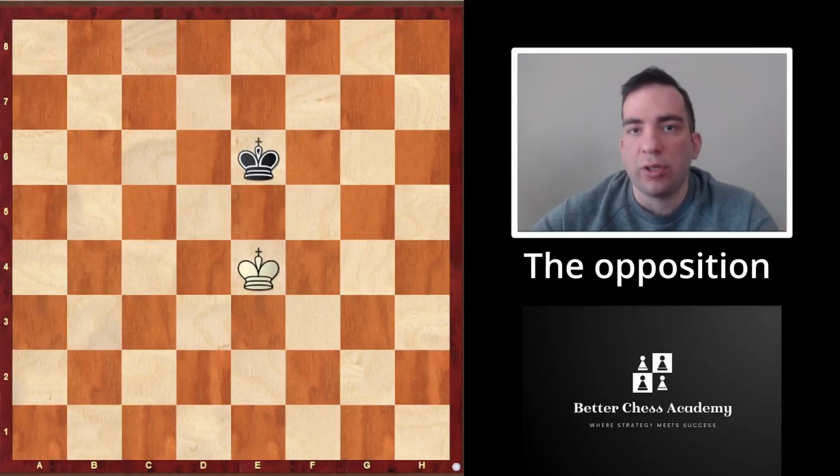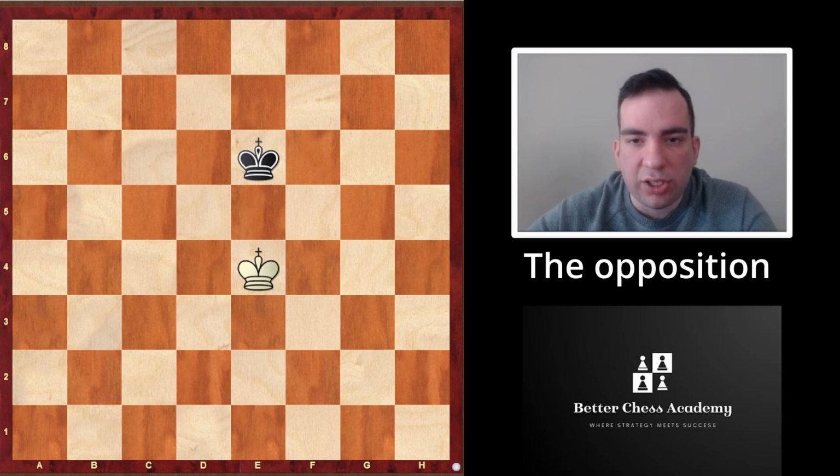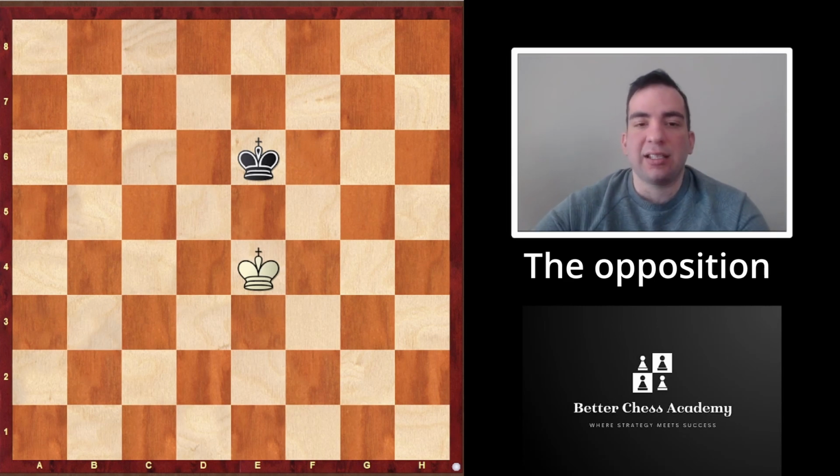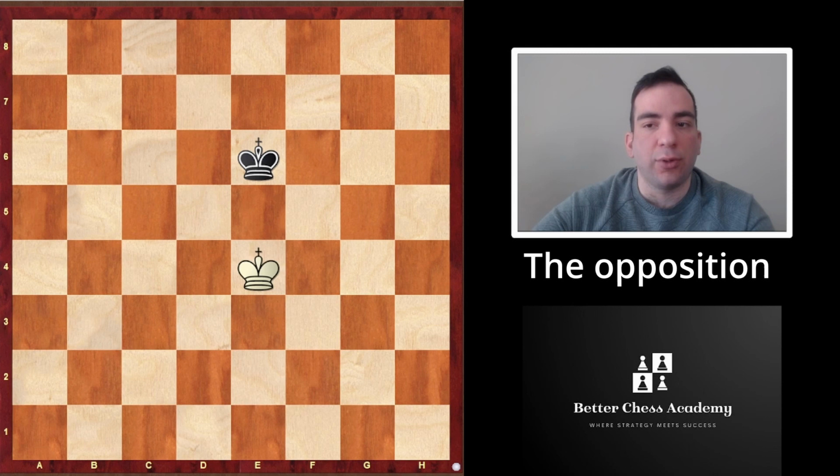The first thing we should know is the opposition. In endings, and especially in pawn endings, the knowledge of the opposition is really important. And what is the opposition? When the kings are in opposition, they are placed on the same file, rank, or diagonal with an odd number of squares separating them. So in this position, we have the kings on the same file and there is one square between them. So we have an opposition.